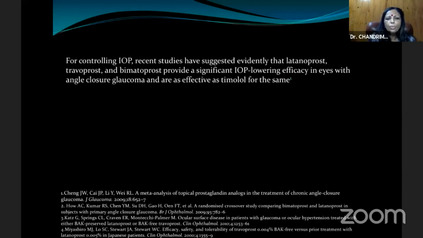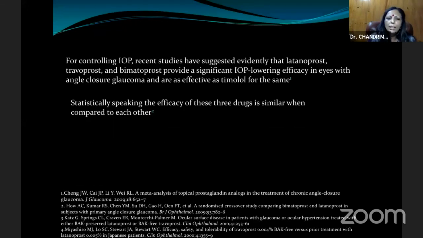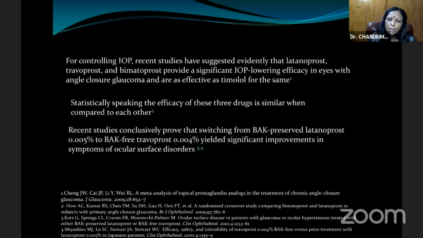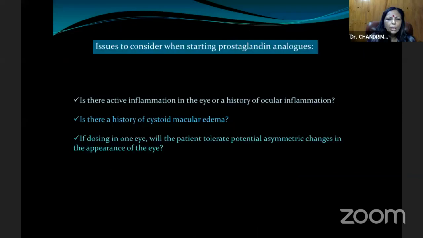So for controlling intraocular pressure, recent studies have suggested evidently that latanoprost, travoprost, and bimatoprost provide significant IOP lowering efficacy in eyes with angle closure glaucoma and are as effective as timolol for the same. So statistically speaking, the efficacy of these three drugs is similar when compared to each other. And recent studies, as we just spoke about, about the BAK-free and the preservative-free formulations. So PGAs are also very effective when they're added to either an alpha agonist or a beta blocker or a carbonic anhydrase inhibitor. And they can be successfully combined with any of them.